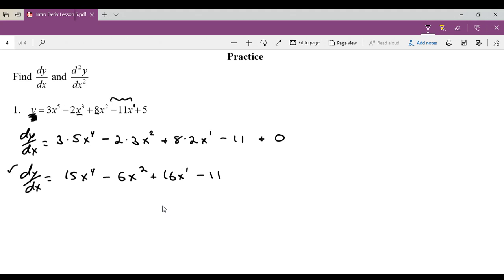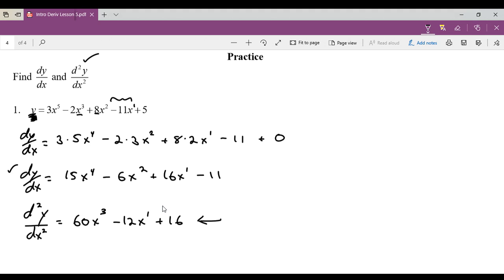Awesome. So now how do I get this? How do I find the second derivative? Well, you probably guessed it. To get the second derivative, you simply take the first derivative of the first derivative. So in other words, just take the derivative of the derivative. And I'm going to do it the same way. It's a polynomial, so the power rule is still going to apply here. So I'm going to get 60x cubed, I won't show as much work this time, minus 12x to the 1 plus 16. And this represents my second derivative.